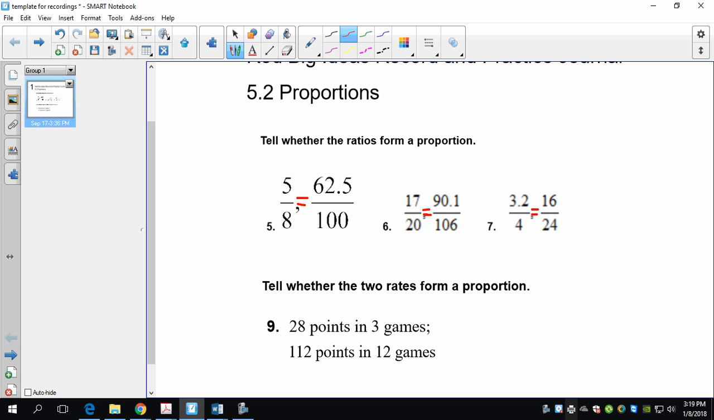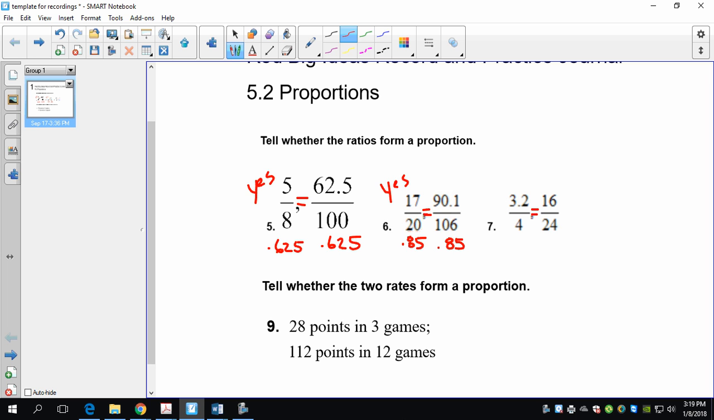5 divided by 8 is 0.625. 62.5 divided by 100 is 0.625. So these are equal. They do make a proportion. For number 6, 17 divided by 20 is 0.85, and 90.1 divided by 106 is also 0.85. So this is another example that would make a proportion. So 5 and 6 both form proportions with those ratios.